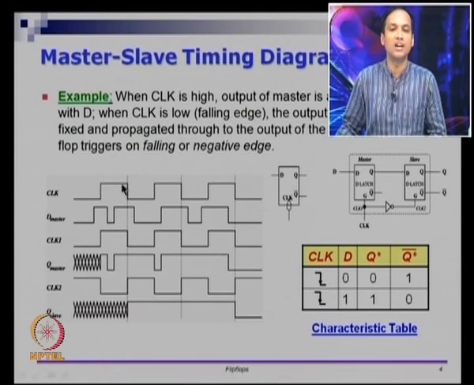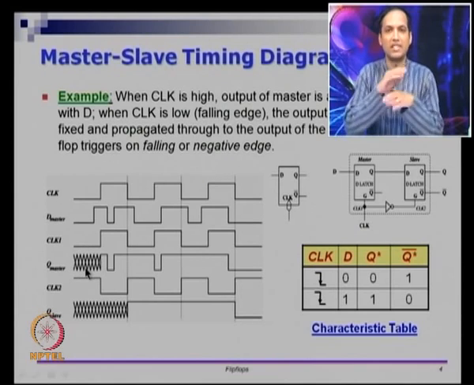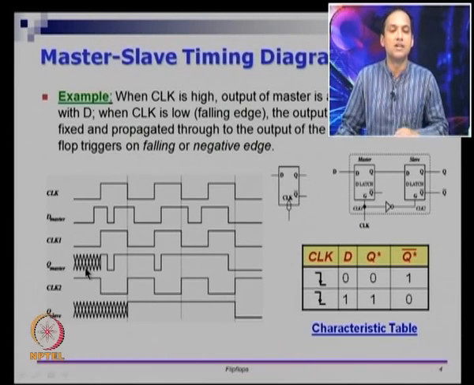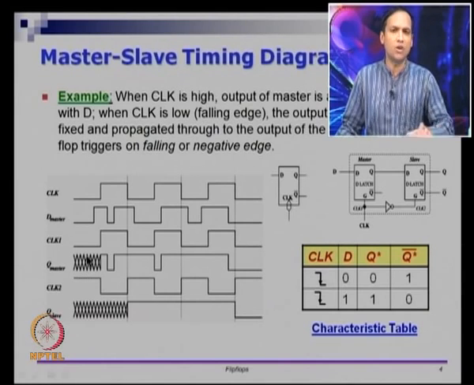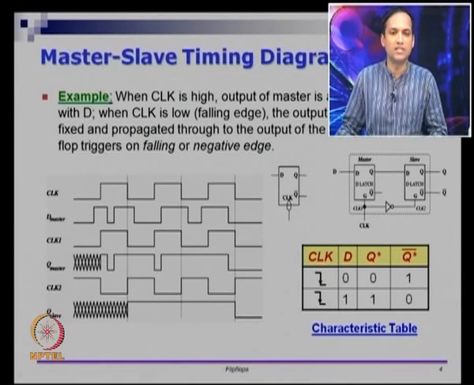So this is 1. All changes in D which is coming into the master will go as Q of the master, right. Even if I do not know what is happening before the clock, this cross kind of hatching that you see there indicates that I do not know what the value of D is, or I do not care about what the value of D is. Let us see from this point onwards what happens.